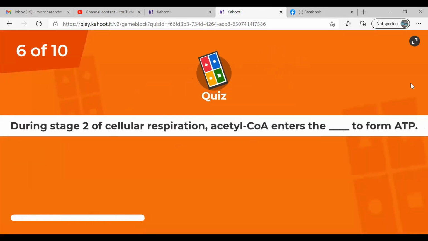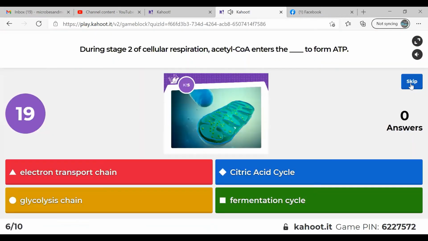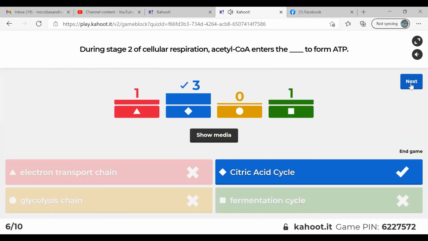Question 6. During stage 2 of cellular respiration, acetyl-CoA enters the what to form ATP? So another way to think about this is what chemical pathway starts off with acetyl-CoA. I borrowed this Kahoot from someone else. Sorry, I meant to reword some of these questions that are a little wordy. So the correct answer is the citric acid cycle. So good job.